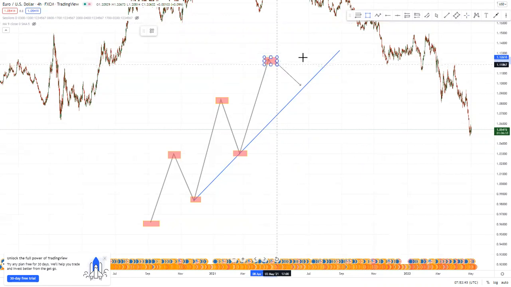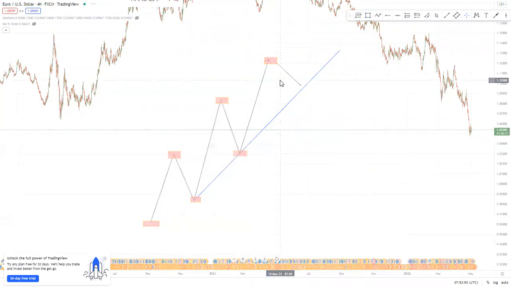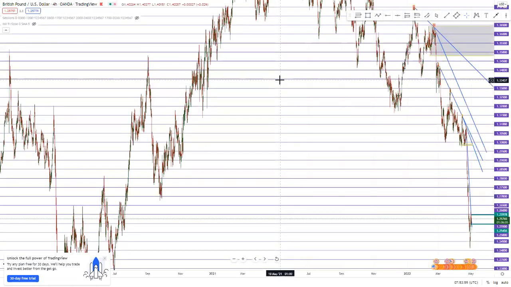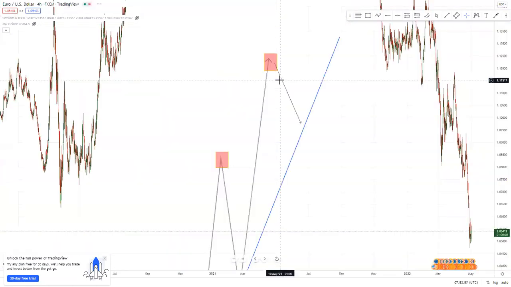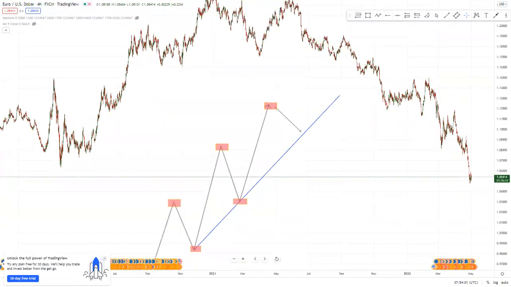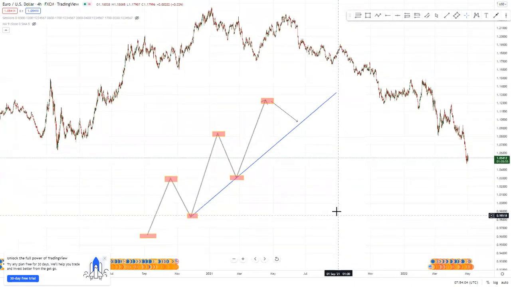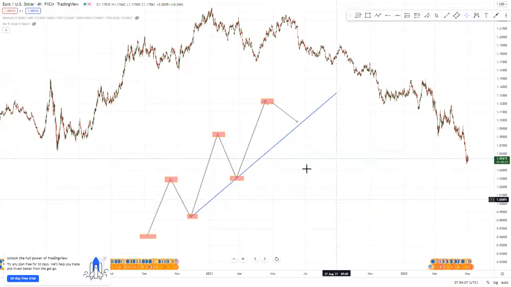This is a trend line. You will all agree with me that this is a trend line. So how do we add our support and resistance to this trend line?